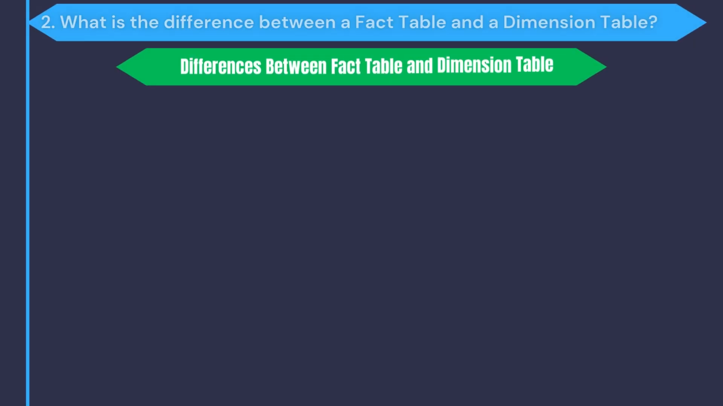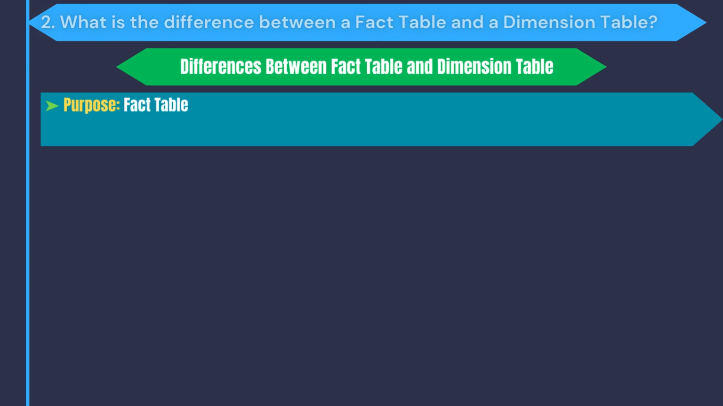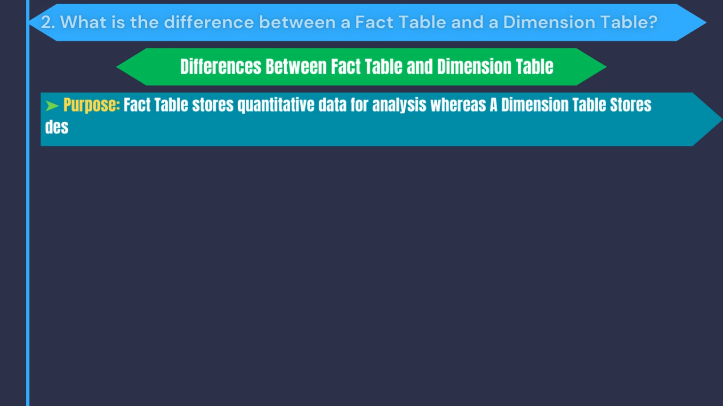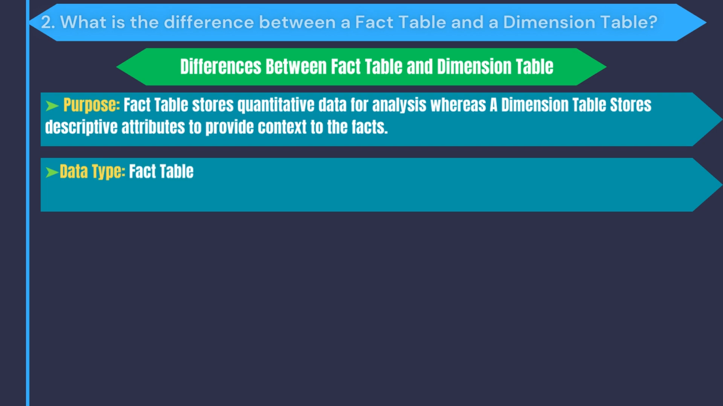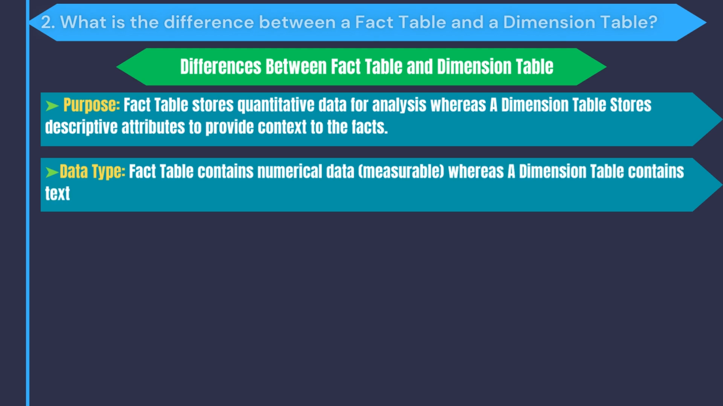Differences between fact table and dimension table. A. Purpose. Fact table stores quantitative data for analysis, whereas a dimension table stores descriptive attributes to provide context to the facts. B. Data type. Fact table contains numerical data, measurable, whereas a dimension table contains textual or descriptive data.